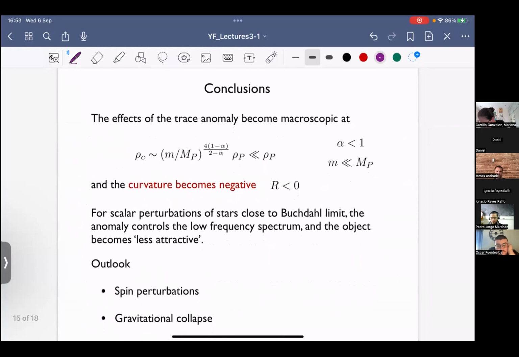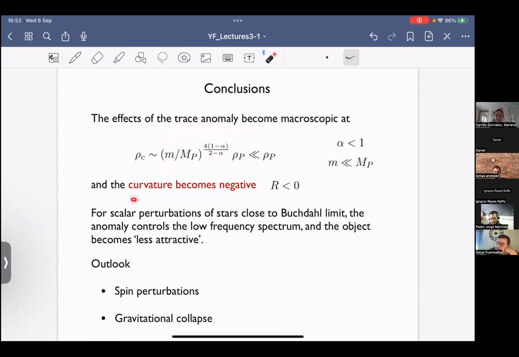Cool. Okay, so conclusions of today. The effects of the trace anomaly of quantum field theory are an effect that does not exist, not even in relativistic quantum mechanics. A very simple computation shows that the trace anomaly becomes macroscopic, in the sense that we discussed before, not at the Planck scale, but at a scale much before that, determined only by the mass of the field and the exponent appearing in the equation of state.